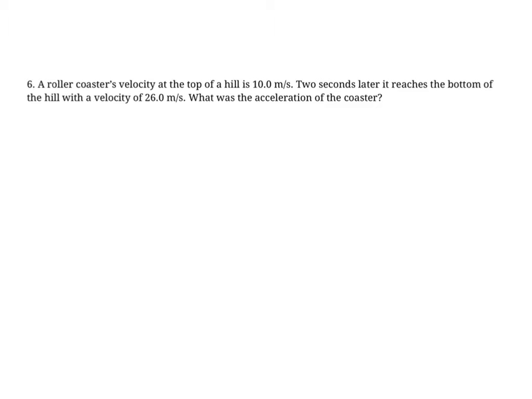So our first one here, we say we have a roller coaster's velocity at the top of a hill is 10 meters per second. 2 seconds later, it reaches the bottom of the hill with a velocity of 26 meters per second. What is the acceleration of the coaster? So of course, what we want to do first is to identify the equation. So acceleration is equal to the final velocity minus the initial velocity. That's also the change in velocity, final minus initial, all over time.